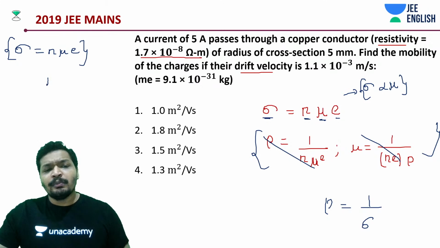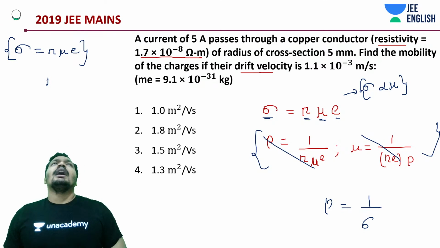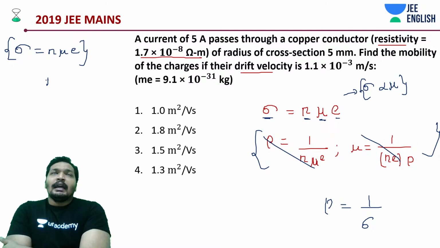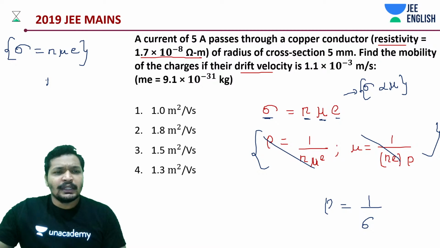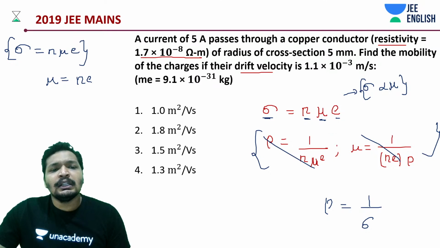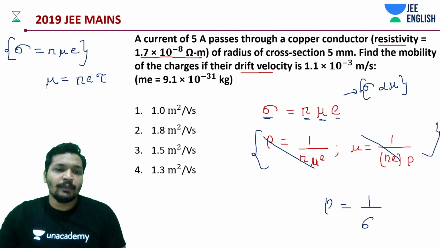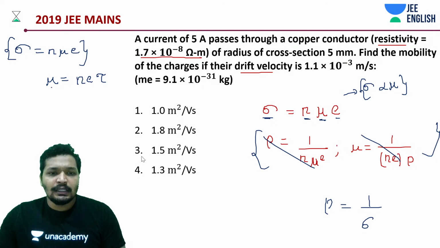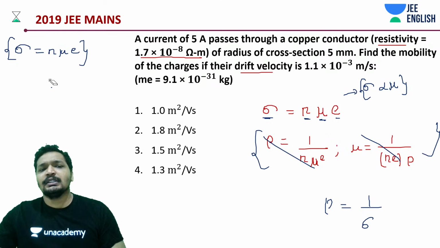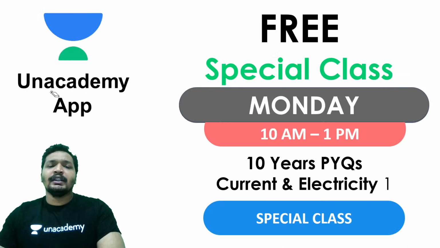Okay, another thing that you may want to remember sometimes is, you must have seen something like Ne tau by m is mobility. Mobility is equal to tau E by m, E tau by m. It's not Ne tau by m, it's tau E by m. Okay, you can check out yesterday's lecture for mobility's equation, and that's it. I is equal to NEAVD. That is pretty logical.